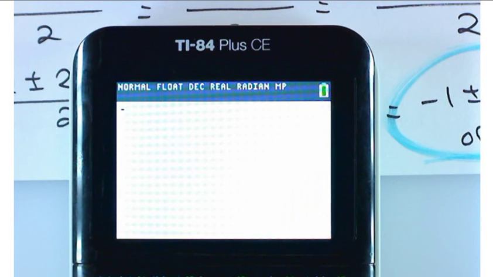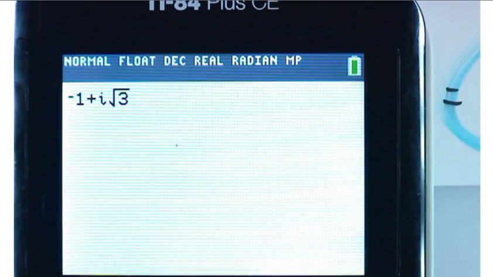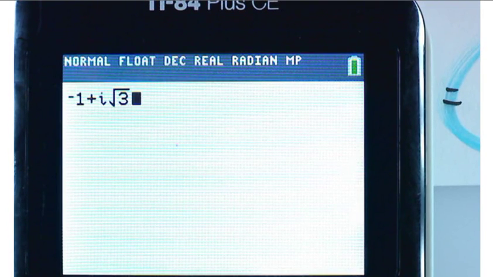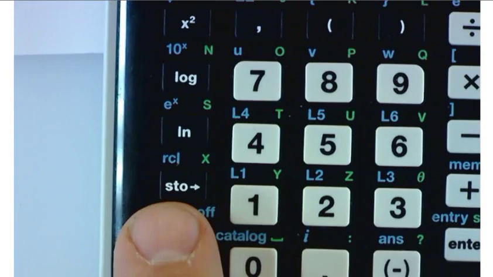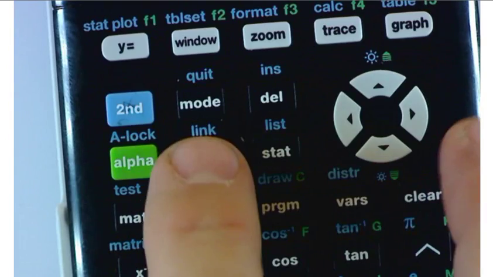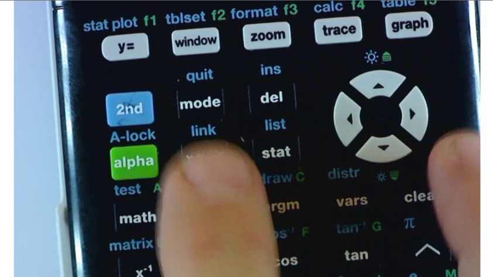Let's take -1 plus i. So where do you find i? Do you remember? i in your calculator? Second and then the decimal. i times the square root of 3. So i and then square root of 3. Now let me do something kind of clever here. We're going to store that value in x. So the store key is down here. Store in the variable x right here. So press that one.